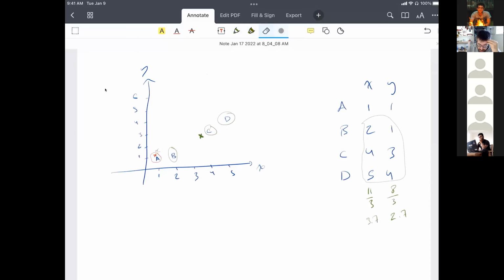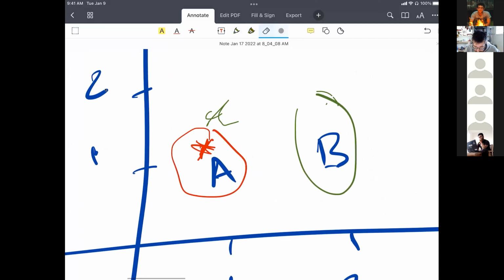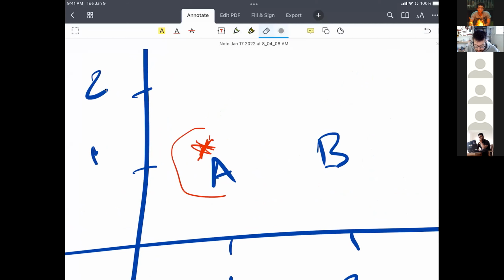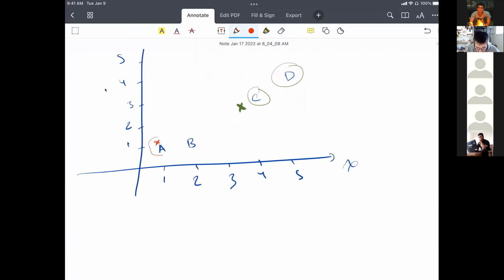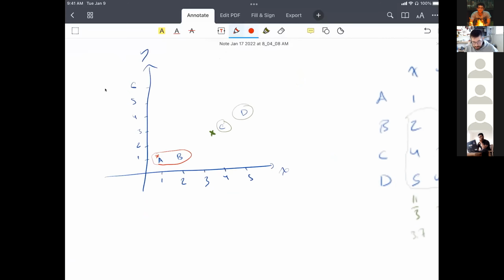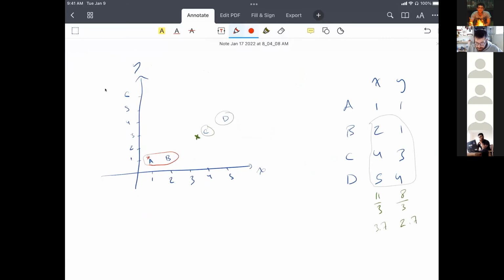So C and D are still closer to the green center, so they are going to stay in the green cluster. However, B is now closer to the center of the red cluster instead of the green one. Therefore, this is going to join the red cluster. Now, are the centers good at this point? No. As long as we change the points in a cluster, we need to recalculate the centers.